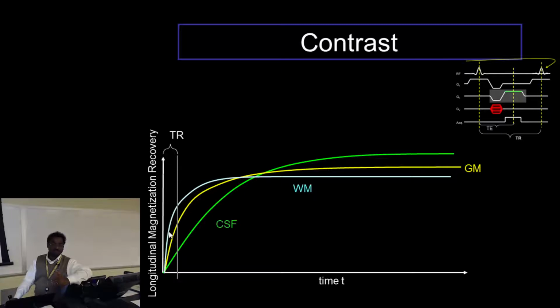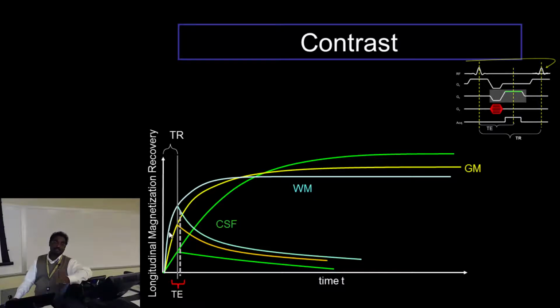So you want your TR to be very short, meaning you don't allow the magnetization to recover fully. In that transition or mid-recovery period is where you want to catch it. So short TR, and then you don't want any T2 or T2 star weighting, so you want your echo time to be very short.